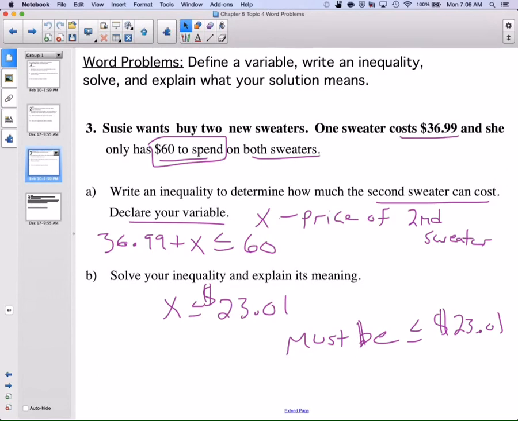Like the last slide, I'd like you to look at the next example and try to do the same thing: declare your variables, set up an inequality, solve it, and then give a quick explanation as to what it all means. And your homework will be to try those you tries.